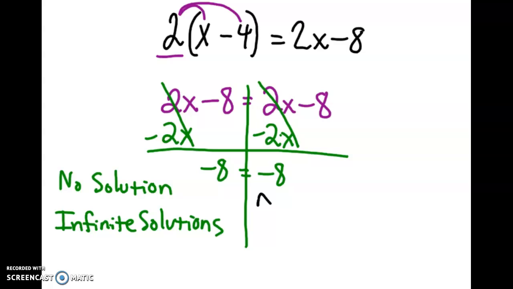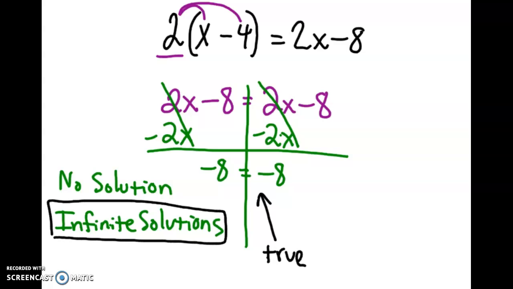We look at this statement, -8 equals -8, and determine if it's true or not. -8 does in fact equal itself, so this is a true statement, which means that it is infinite solutions. No solution would be if it was a false statement. Okay? So -8 does in fact equal -8, which means that we have an infinite number of solutions, an infinite number of answers that would make this equation equal.